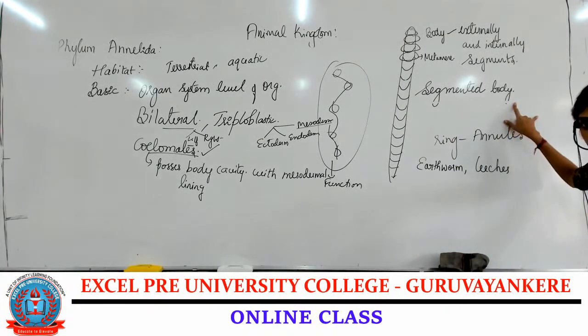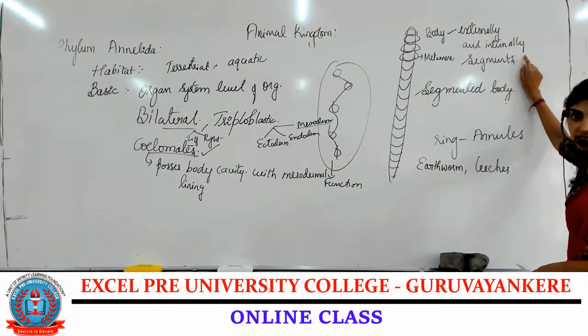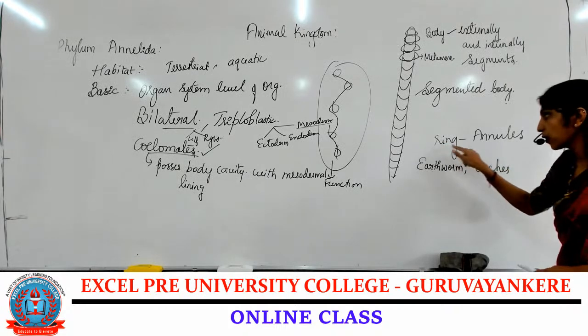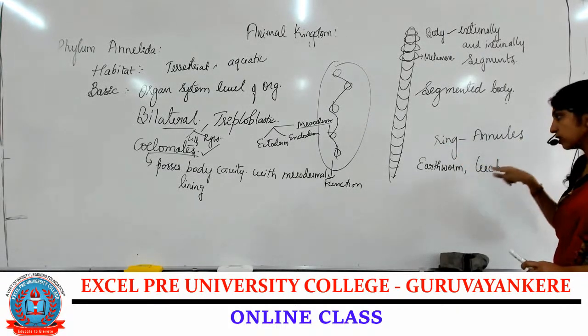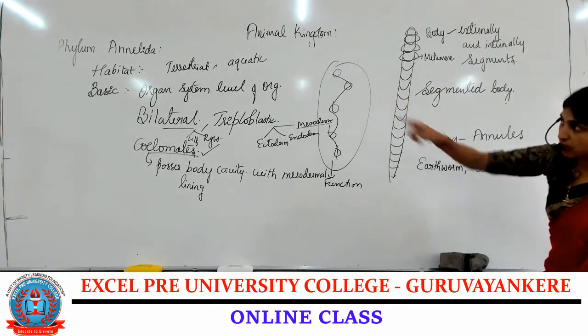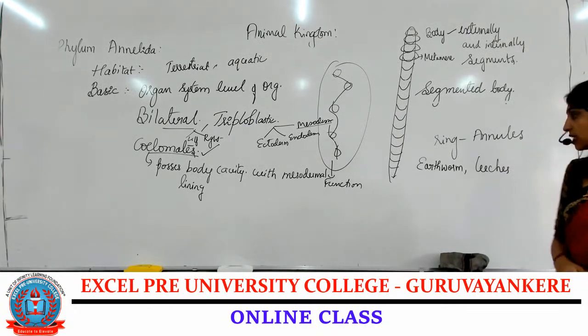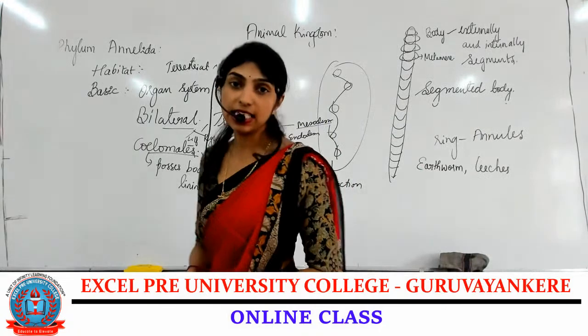Now what is this segmented body? If the body is externally and internally divided, then we call it a segmented body. The body of the organism has a ring or annulus, and that is why they have got the name Annelida. An example I have given is the earthworm and leeches.